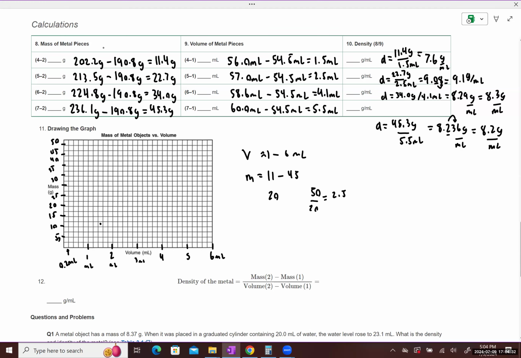Okay, our second data point has a mass of about 22 and a volume of 2.5. About here.